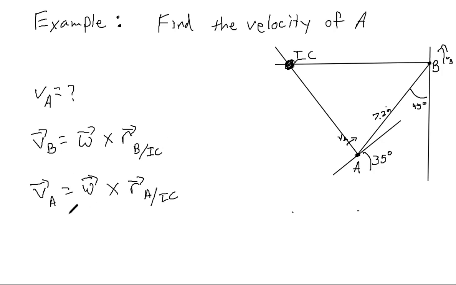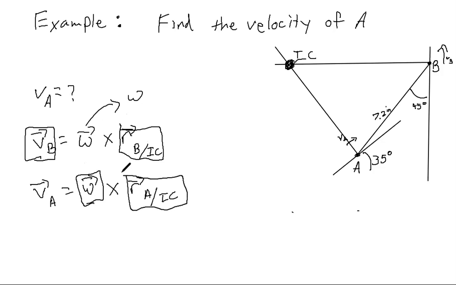So the plan is to use the fact that we know VB, and do some trigonometry to find RB from the center, to find omega. Then once we have that, we will plug it in here, take this as known, look at the geometry to figure out this, and then get our answer. So that's the general plan for what we're going to do.